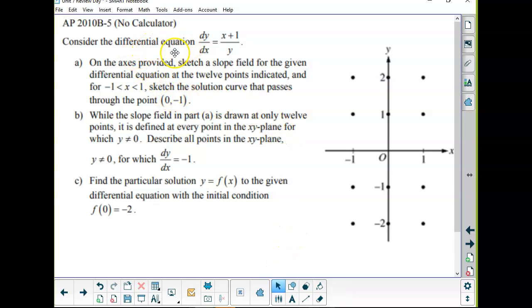So here's what we're going to do. I don't want you to spend time writing all this, but we want to review slope fields. Part A says, sketch the slope field for the given point. So anywhere there are these dots, you want to find the slope for those. And then it says, sketch the solution curve that passes through that point.